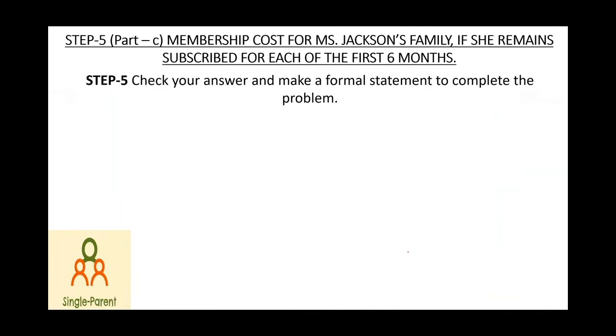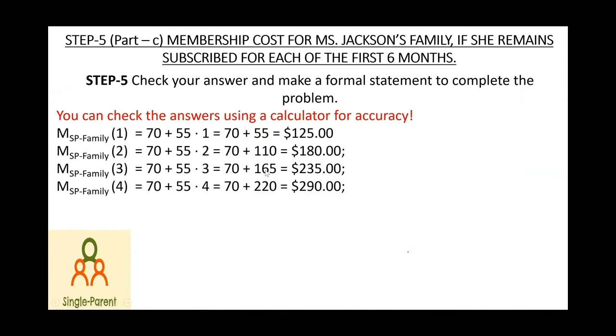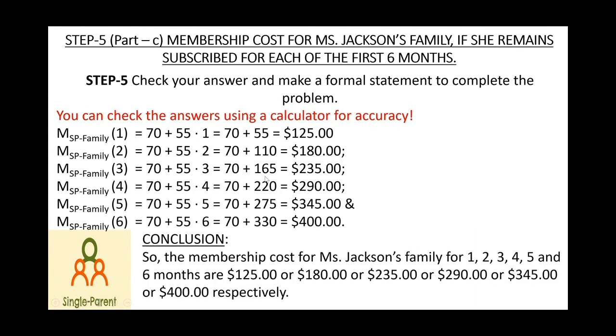Now the checking of the answer, I leave it to yourself. You can check the answers using a calculator for accuracy. We already saw all these values in the calculator. So the conclusion is the membership costs for Miss Jackson's family for 1, 2, 3, 4, 5 or 6 months are 125, 180, 235, 290, 345 and 400.